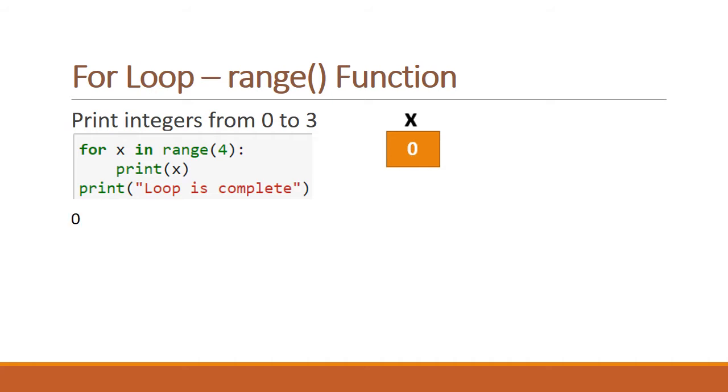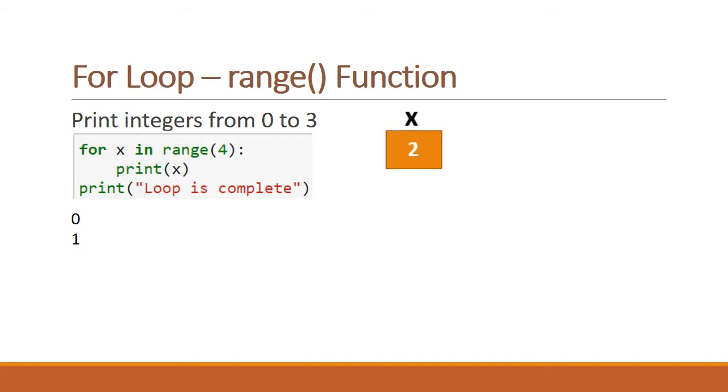Next, x is assigned the value 1. The computer verifies that the value stored in x is within the range 0 to 3. 1 is within that range, so the print statement is executed and 1 is displayed on the screen. The computer increments the value stored in x by 1. Therefore, 2 is assigned to the memory location x.